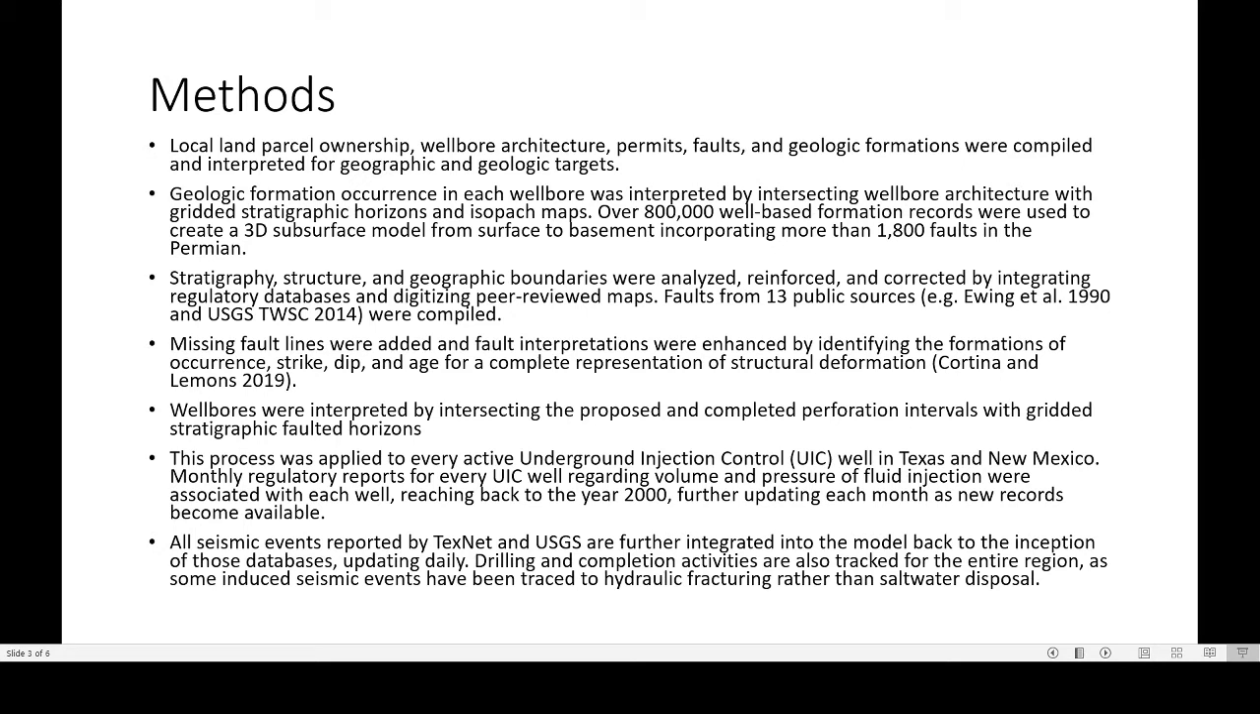Monthly regulatory reports for every UIC well regarding volume and pressure of fluid injection were associated with each well, reaching back to the year 2000, further updating each month as the new records become available. All seismic events reported by TexNet and USGS are further integrated into the model back to the inception of those databases, updating daily. Drilling and completion activities are also tracked for the entire region, as some induced seismic events have been traced to hydraulic fracturing rather than saltwater disposal.